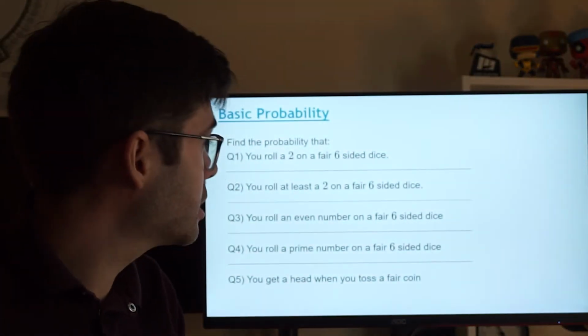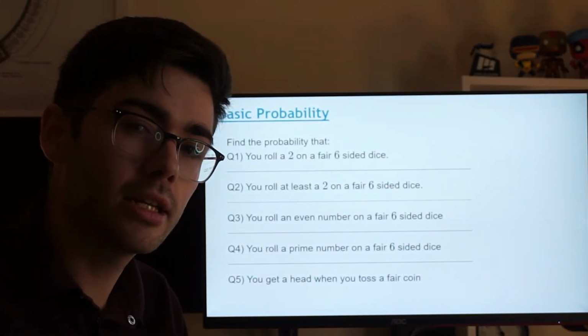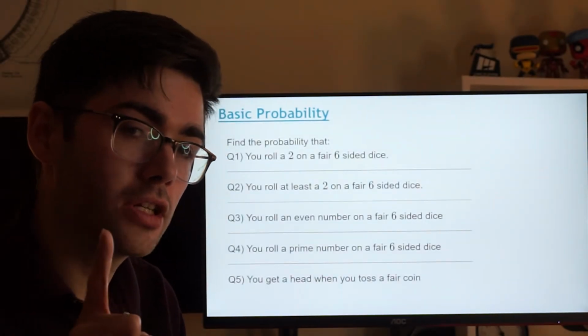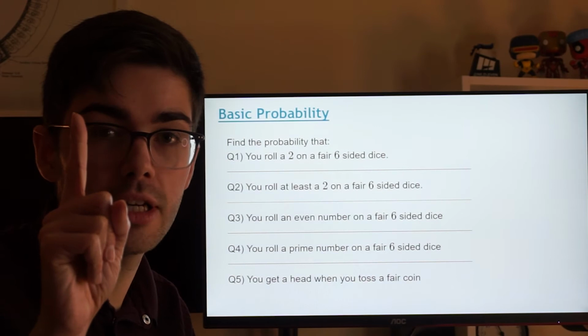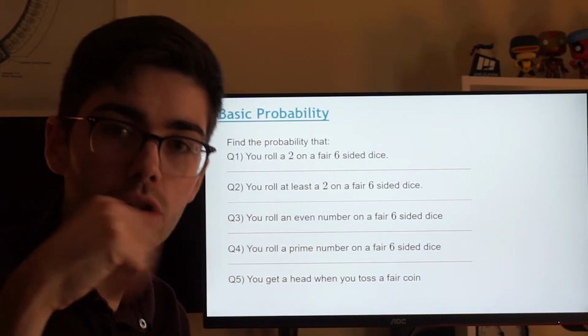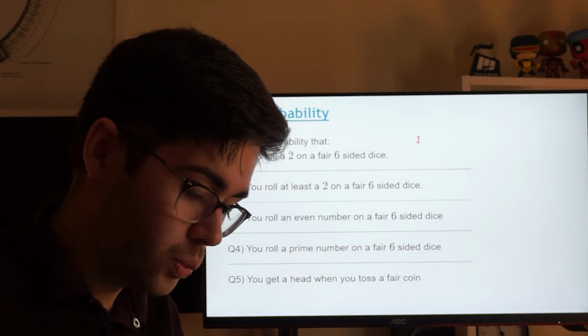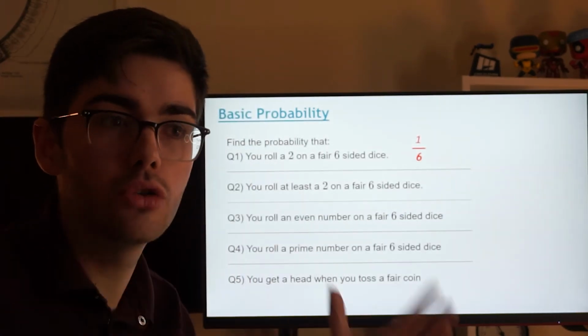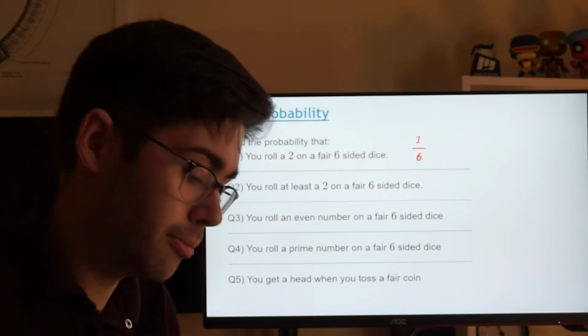Okay, so if we look at some more examples, what's the probability you roll a 2 on a 6-sided dice? It has nothing to do with the number 2, first of all. There is 1 2 on a dice out of 6 options. So your probability is 1 out of 6. Okay, 1 option out of 6. It's the option you want out of how many total options there are. That's how we measure probability.